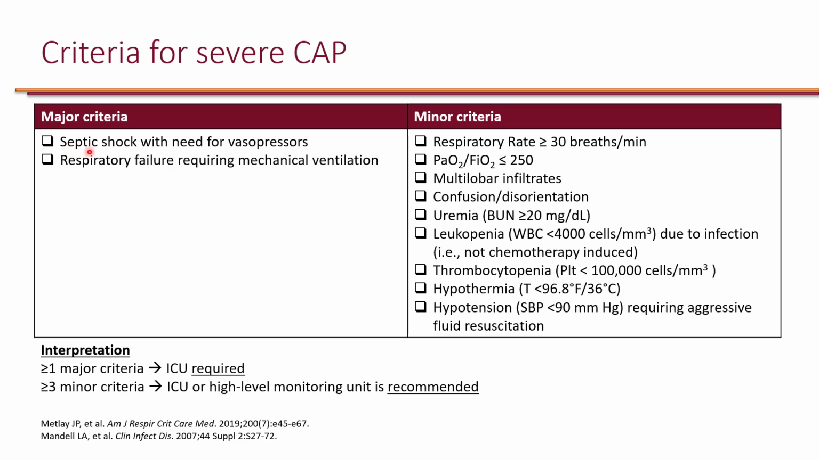So as you can see, the criteria here is septic shock with need for vasopressor. This can only happen in the ICU, and of course respiratory failure requiring mechanical ventilation. So both vasopressor and mechanical ventilation will require patients to be admitted to the ICU. Now, if someone has three or more minor criteria, they will also be classified as severe pneumonia. However, depending on the minor criteria, the patient may not necessarily need to be admitted to the ICU.